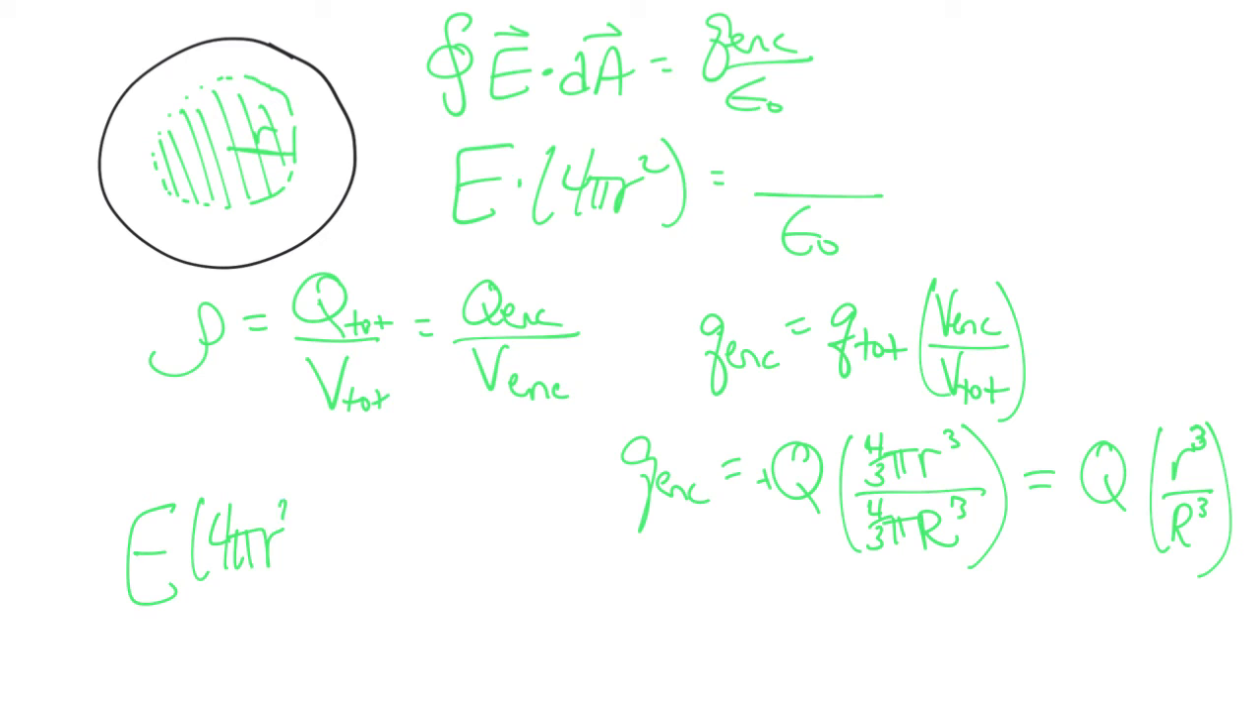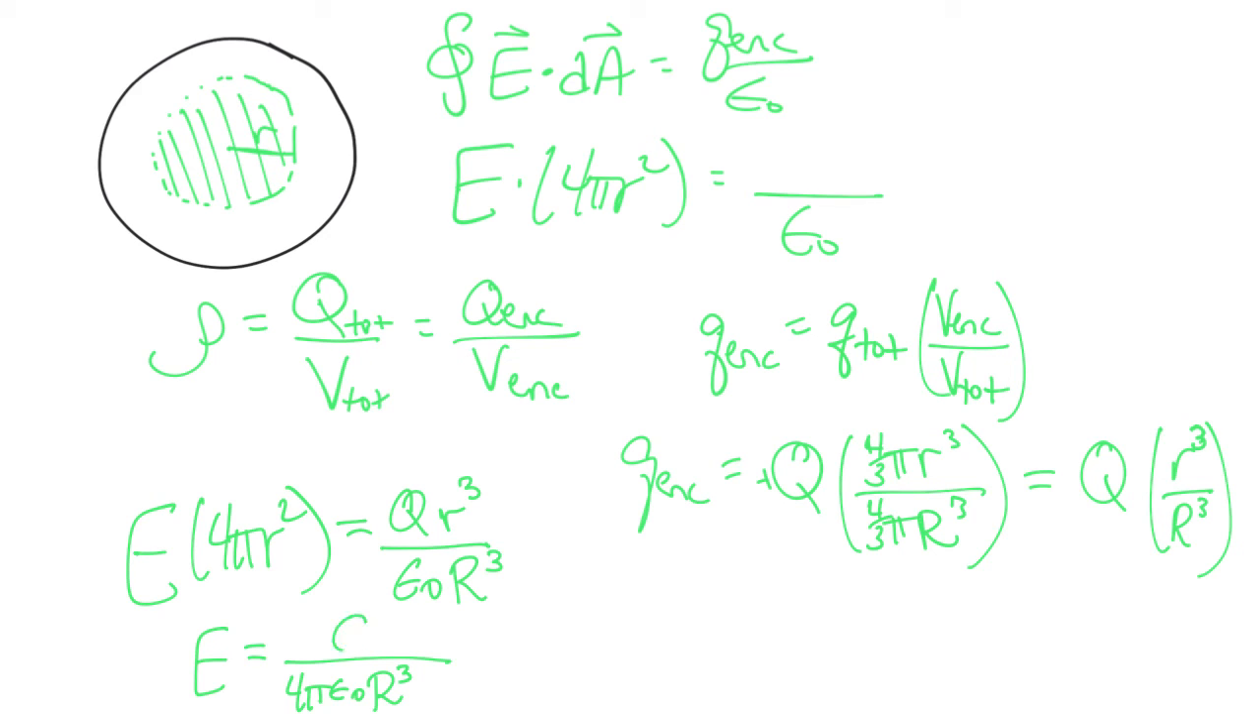So 4 pi r squared, and this is Q, and this is r cubed, and epsilon naught, and R cubed. All right, so what do we get? We get a 4 pi epsilon naught R cubed down here. We have the r squared on the left and an R cubed on the right. So we get this Q, and then there it is, right? This whole thing is a constant. So really, that is what matters: E is proportional to r.